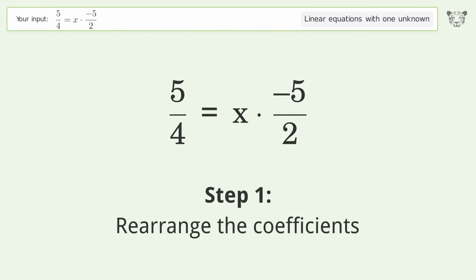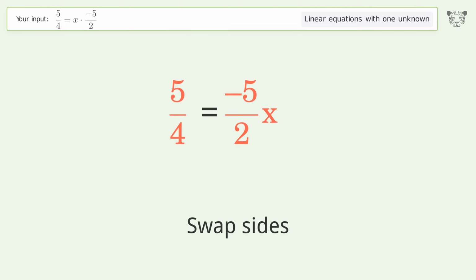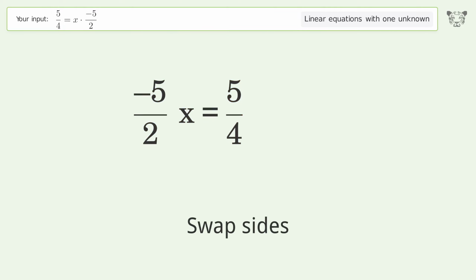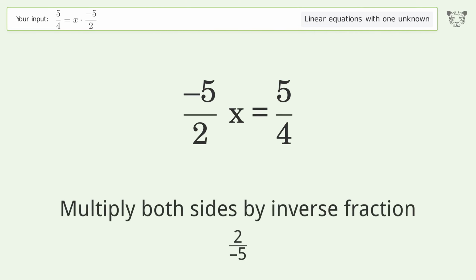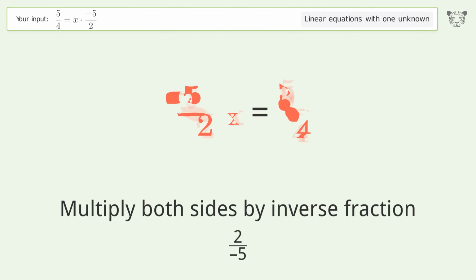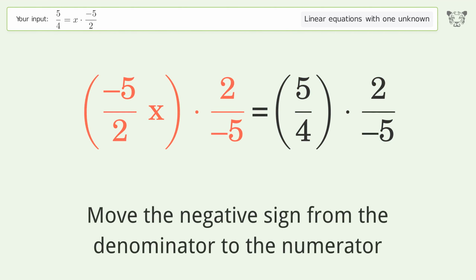Rearrange the coefficients. Swap sides. Isolate the x. Multiply both sides by inverse fraction 2/5. Move the negative sign from the denominator to the numerator.